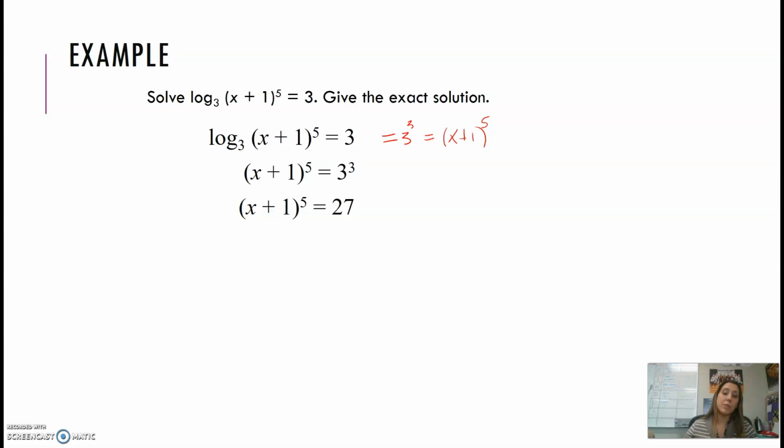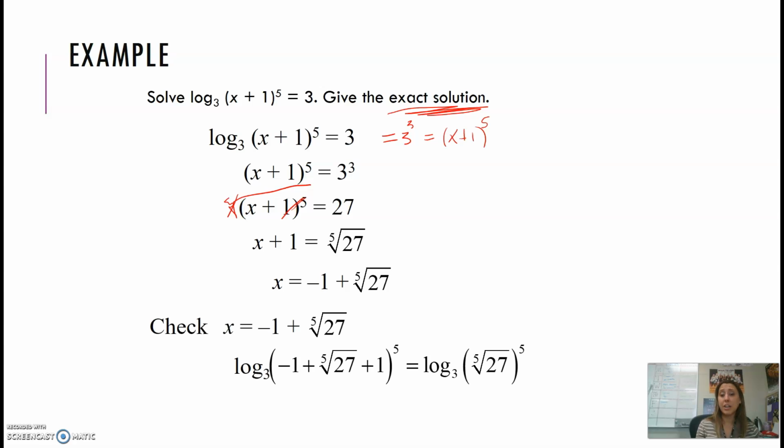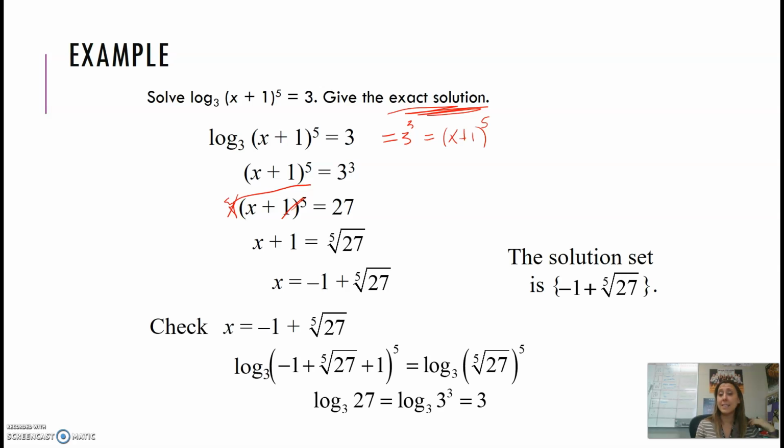We know how to undo a 5th power by using the 5th root. So if we take the 5th root of both sides, remember the 5th root and the 5th power undo each other, it breaks them out of jail. So then we're left with x plus 1 is equal to the 5th root of 27. This is saying the exact solution, so we're going to leave that 5th root of 27 alone. I don't know what it is, some decimal, we're just going to leave it. Then we're going to subtract 1 from both sides, and that is our final answer. We can always check our solution and make sure it works, and it does.